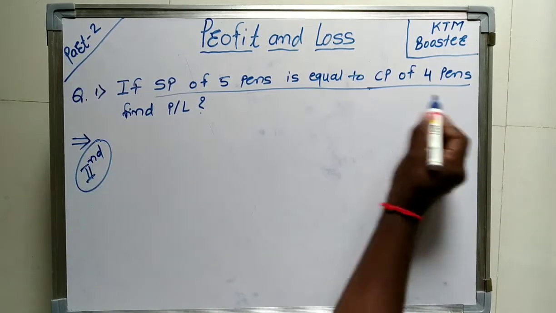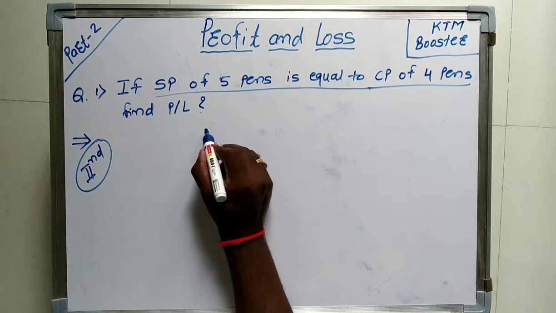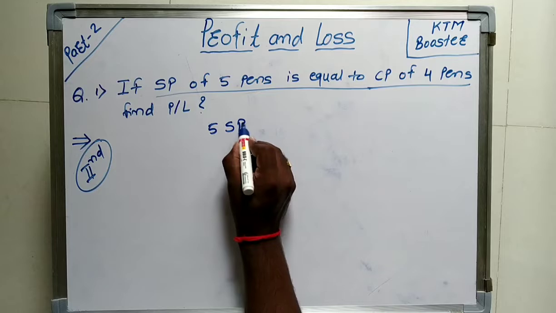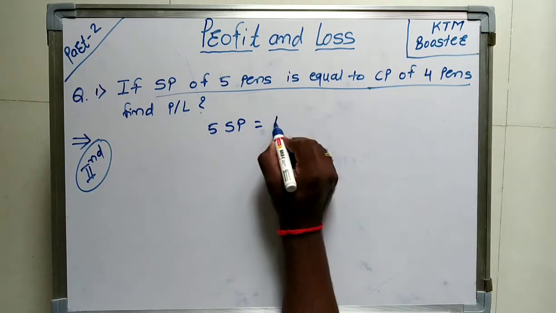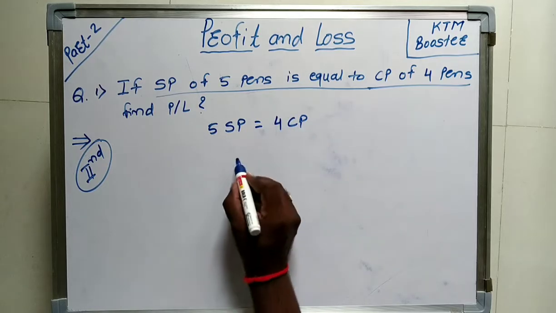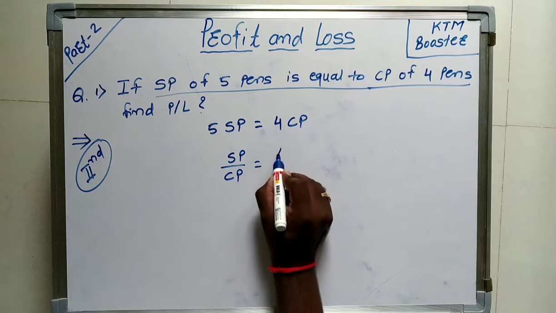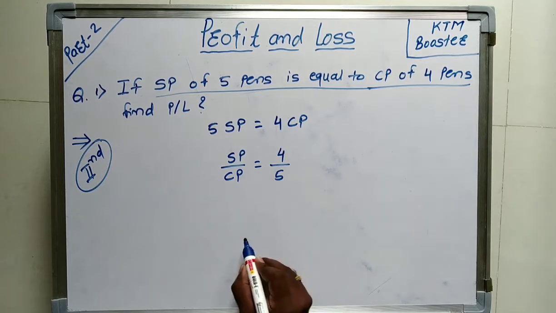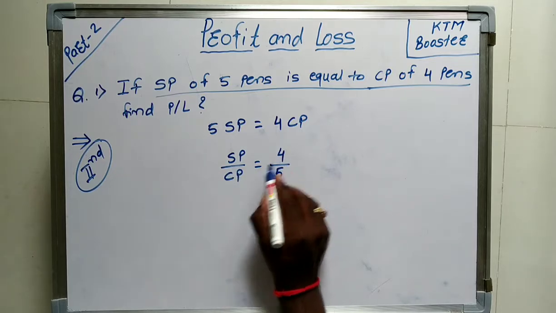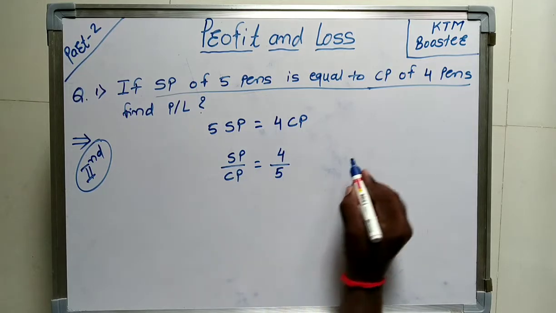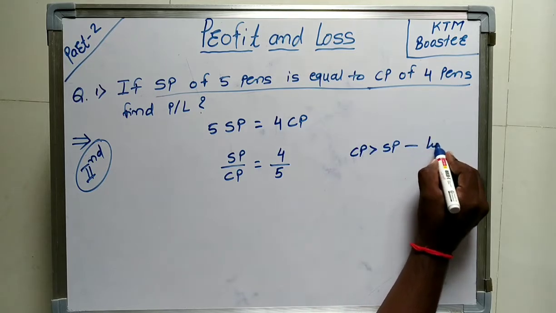For the same question, what they have said is the SP of 5 pens. So 5 SP is equal to the CP of 4 pens, that is 4 CP. So we can write SP upon CP is equal to 4 upon 5. Now, SP is 4 and CP is 5. Here CP is greater than SP, so a loss will occur.